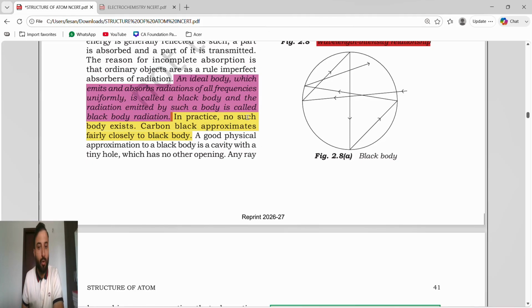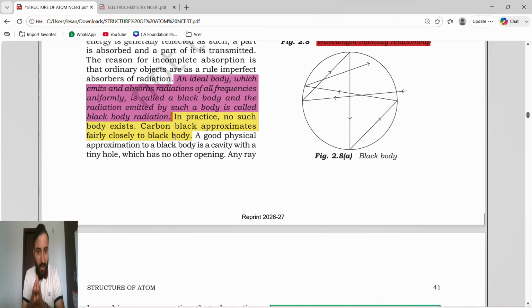In practice, no such body exists. Means no such body exists means what? No such ideal body exists. Because we know, guys, in real there is no 100%. So in practice, like in real, no such ideal body exists. But in examination, many times they ask the question. So you have to write the carbon black. Carbon black approximately, fairly close to black body.